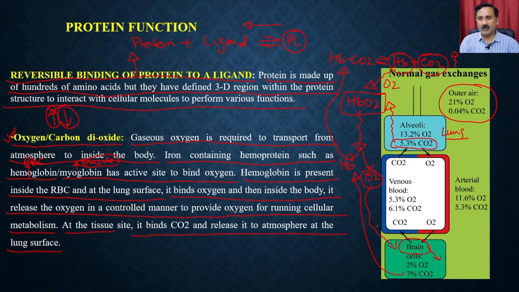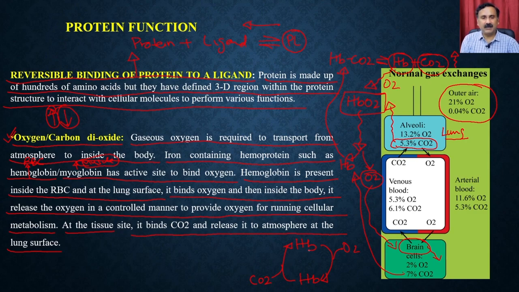That hemoglobin-carbon dioxide complex is again going to travel through the venous blood, and then it will again reach the alveoli, and that's how it is going to release the carbon dioxide. And this cyclic event, where the hemoglobin shuttles between the two events, in one case carrying the oxygen from the air, and in the other case carrying the carbon dioxide from the tissue, keeps happening.